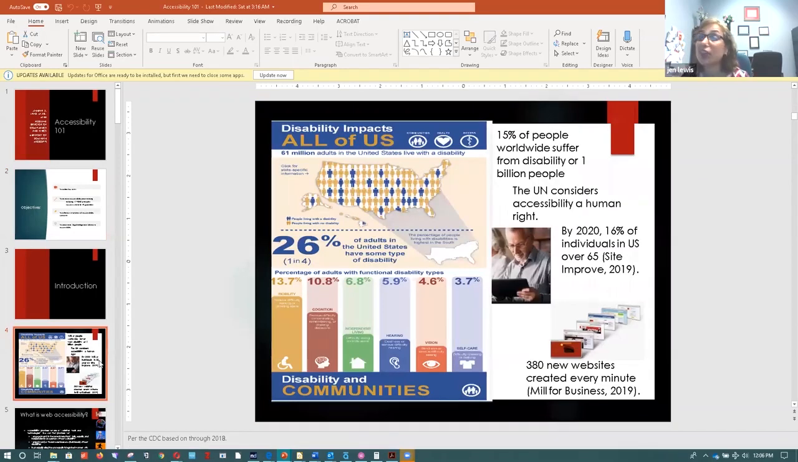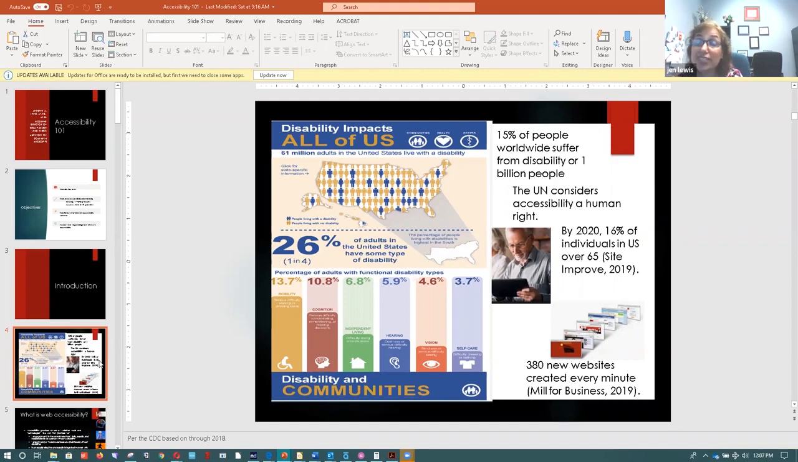So what is the scope of this in terms of how many people are affected? There are some real startling statistics. In terms of the volume of content, there are 380 new websites created every minute. If you can imagine that much content, a lot of it is not accessible. By 2020, we're going to have 16% of people over 65, so that's going to be some low light and vision issues for them. There's also 15% of people worldwide that have a disability, or 1 billion people. And one of the big things that you'll see in accessibility is that it's not just considered a nice to have or good to have. It's more like a must have. It's actually considered by the United Nations a human right.